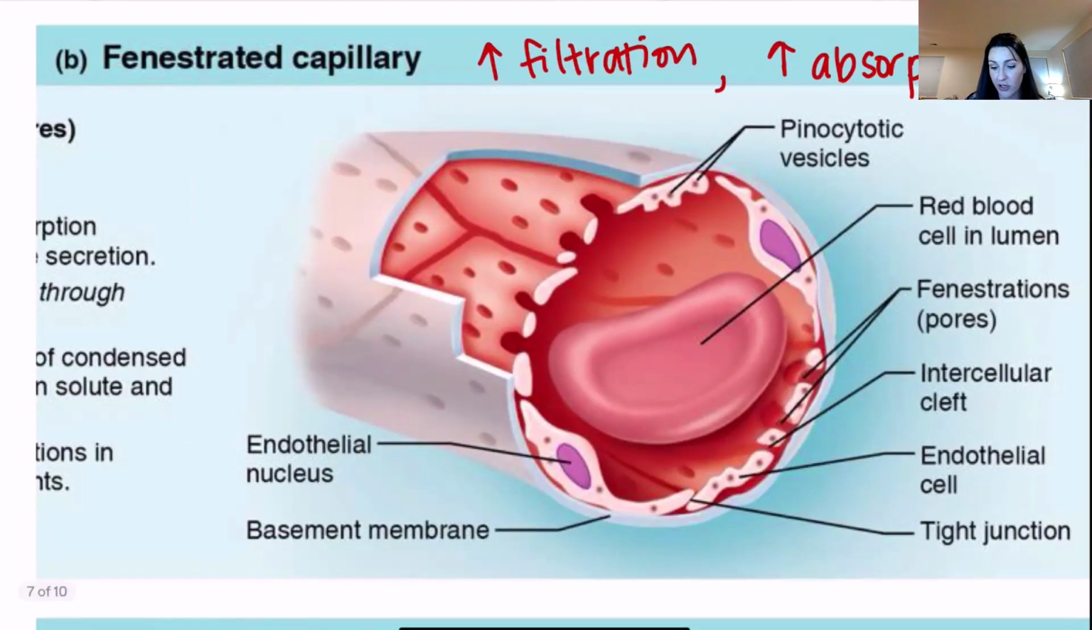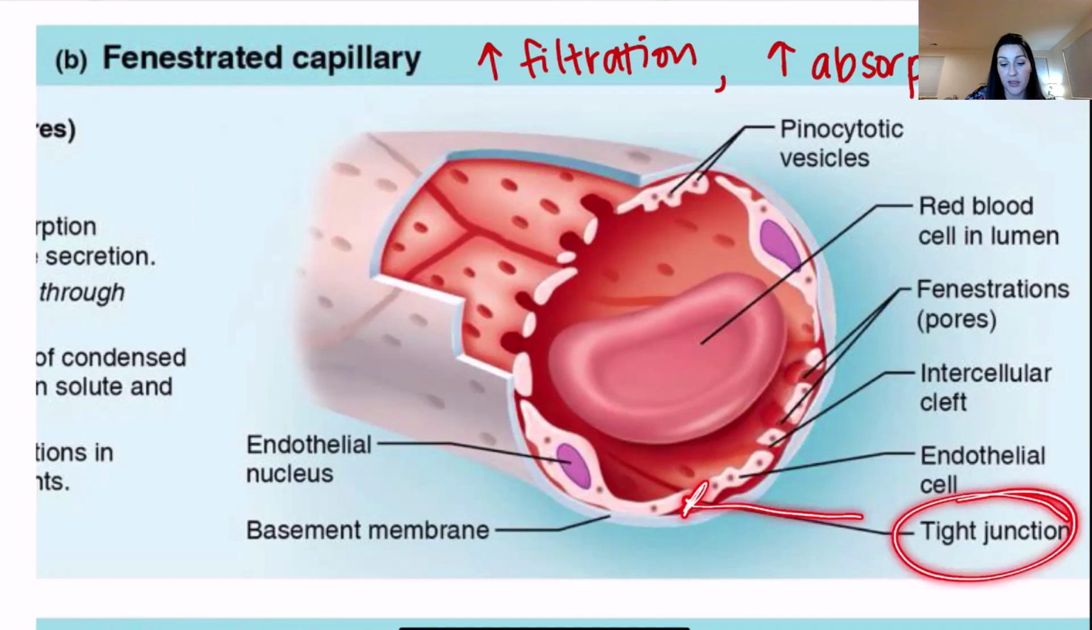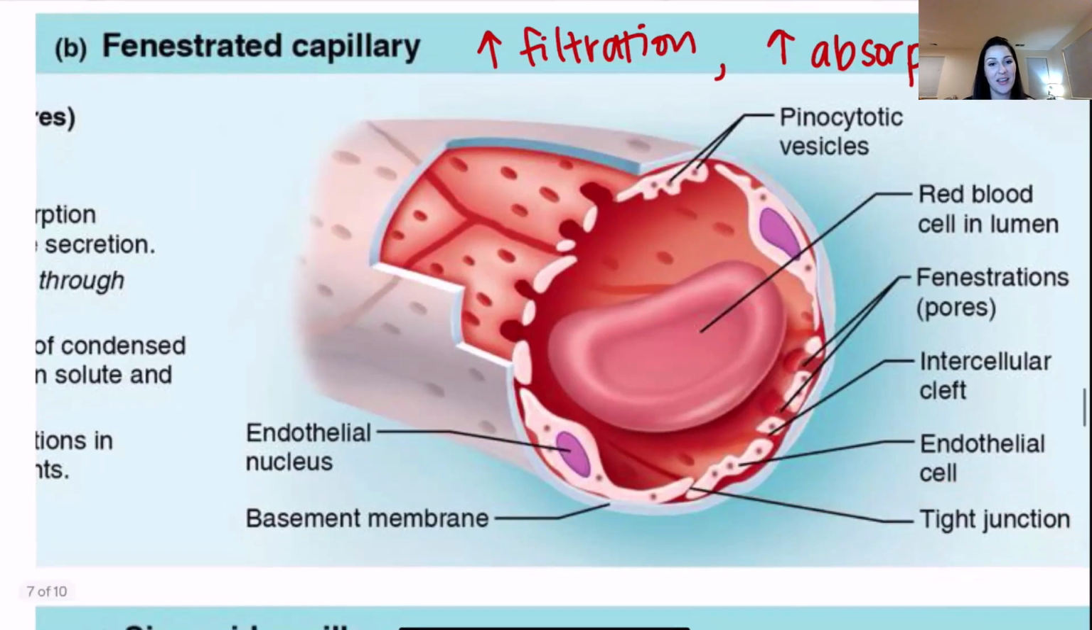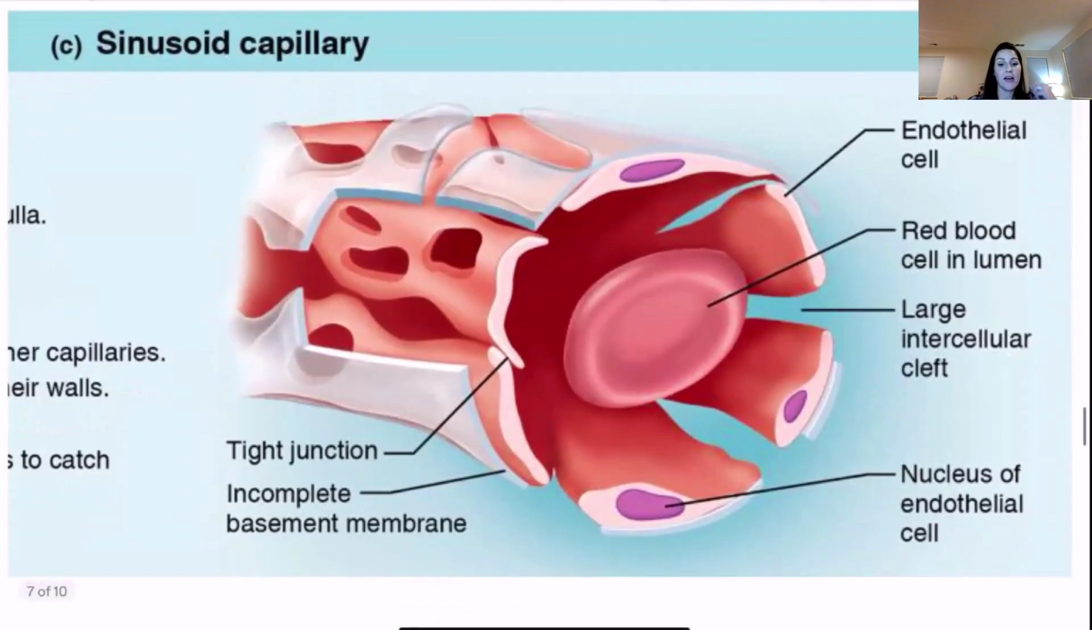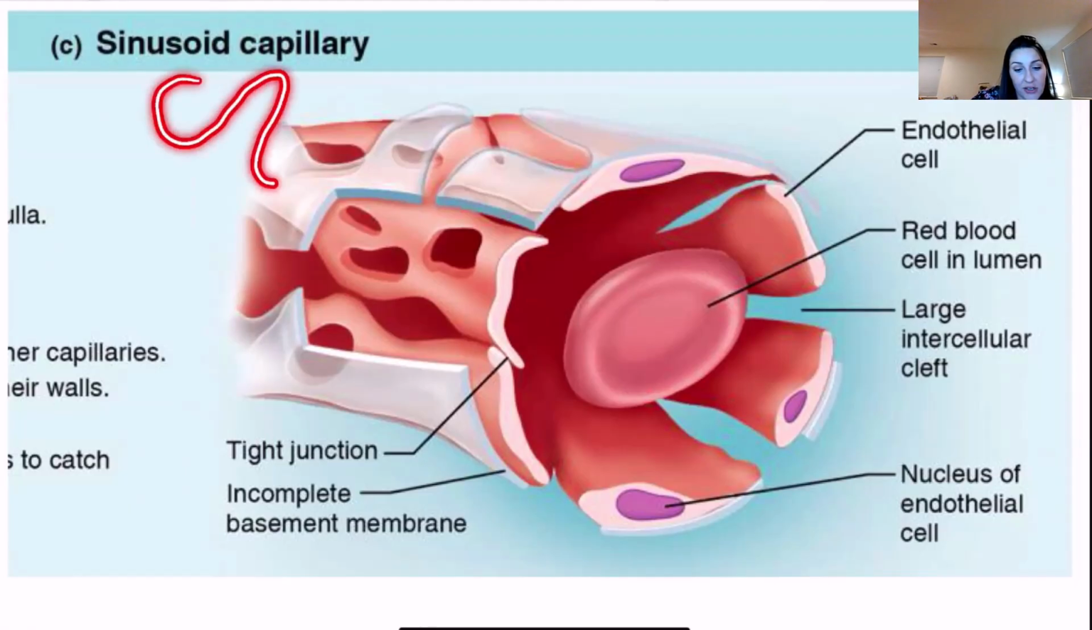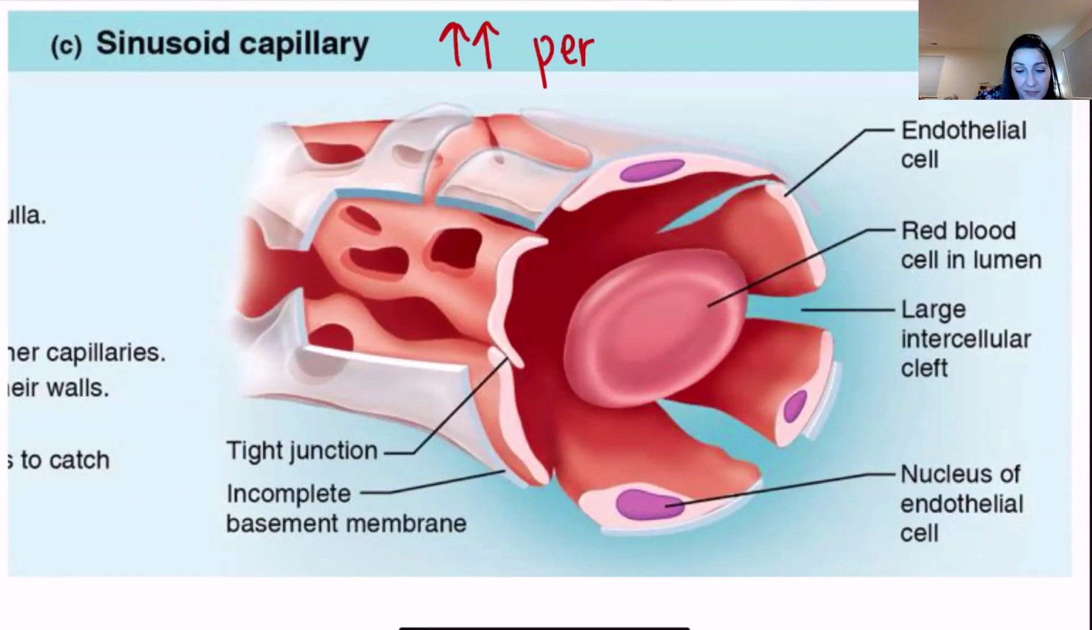But still, we have some tight junctions going on here, but Swiss cheese at the same time. Okay, the last type of capillary that we have is called sinusoid. Sinusoidal capillaries. Sinusoid is kind of like an S-like shape. So these capillaries kind of meander, they take their time. These sinusoid capillaries are very, very permeable. Sinusoid capillaries are super permeable.